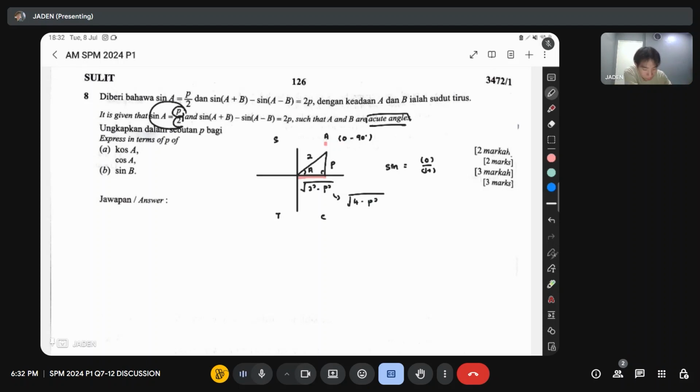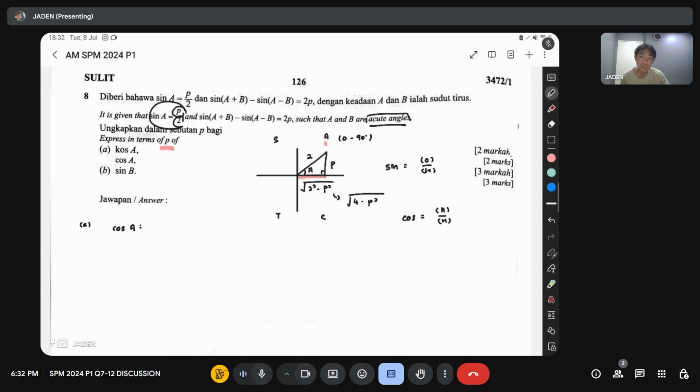All right, let's begin with cos A. Now, for us to solve cos A, they actually want us to express cos A in terms of P. Your answer must have P. So how do we do this? Cos A equal to, now ask yourself, what is cos? Cos can be found using adjacent over hypotenuse.